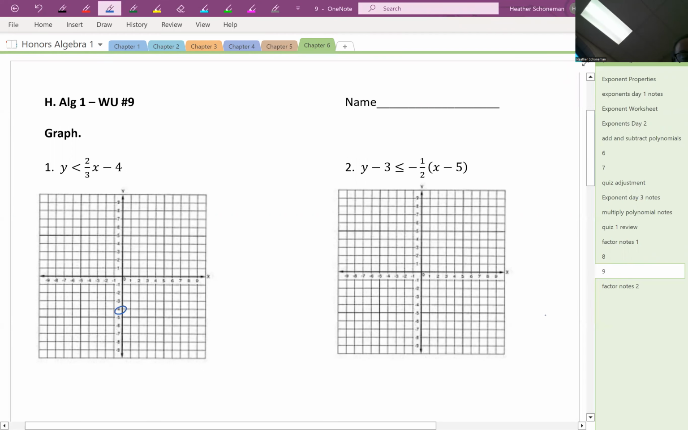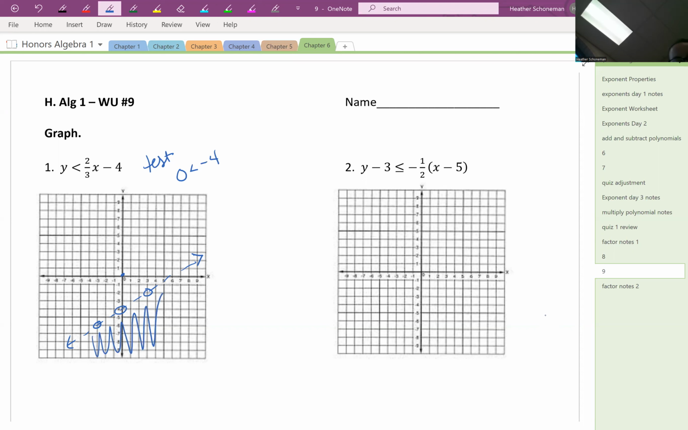My slope is 2/3. So I'm going to go up 2 and right 3, or down 2 and left 3, and then connect them with a dashed line. When I go to test, we'll test the point 0, 0. So I get 0 is less than -4. 0 is not less than a negative number. So over here, it's the false side. So I'm going to shade the true side down here.